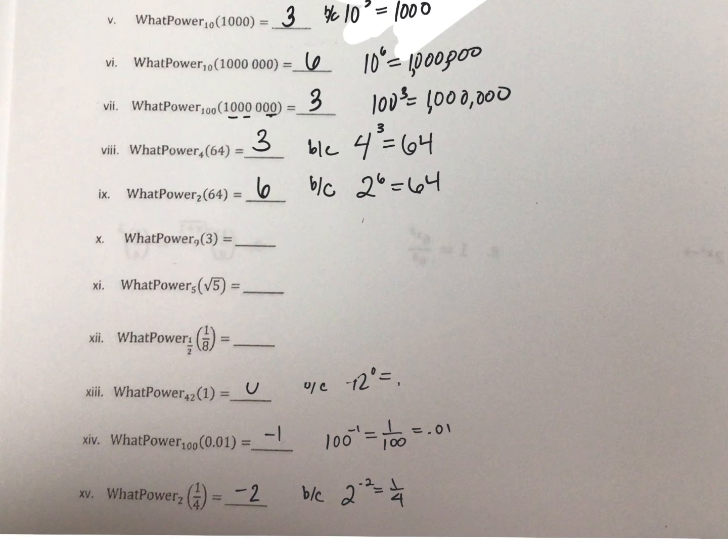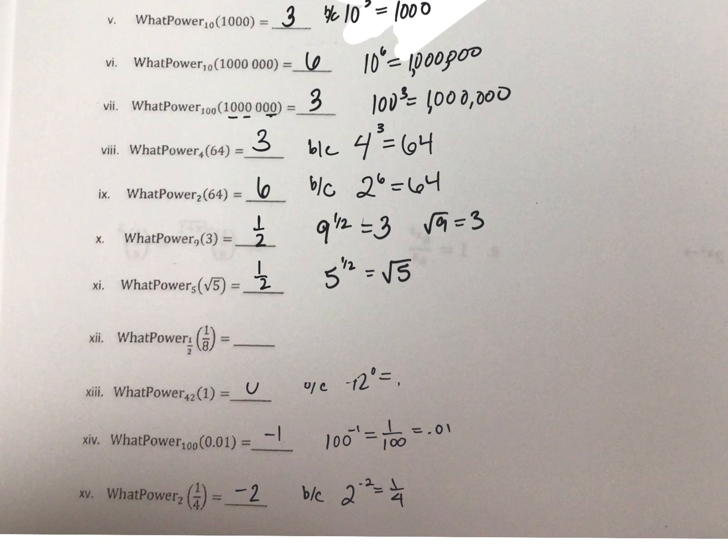What power of 9 is 3? 1/2. Yes, 1/2, because the square root is the 1/2 power. So in order for us to make it smaller, we're going to have to use a root. We're not dividing, so it's not 1/3. The square root is 1/2. The square root of 9 equals 3. And so that makes the power for the square root of 5 also 1/2, because 5 to the 1/2 power is equal to the square root of 5.